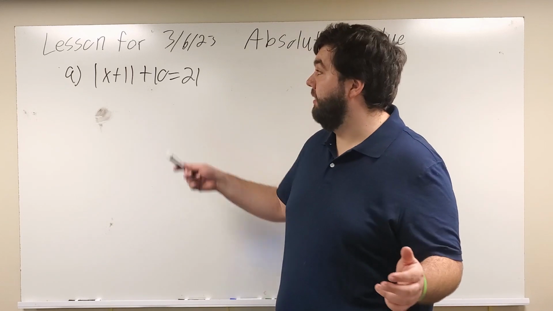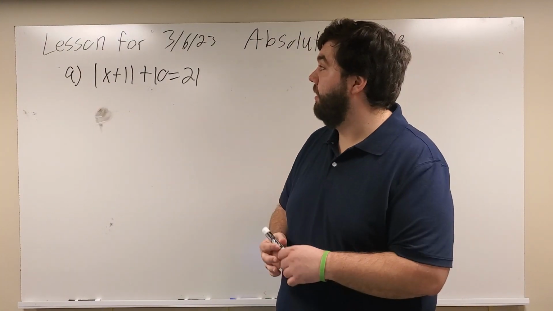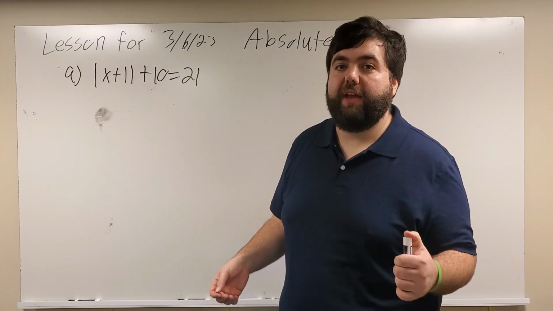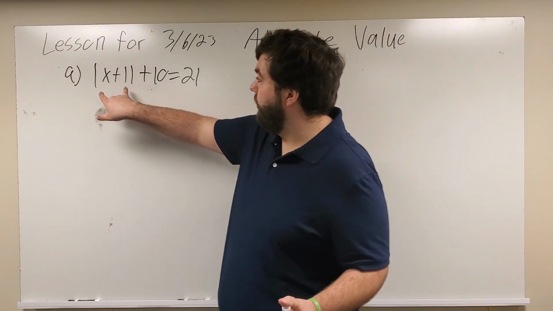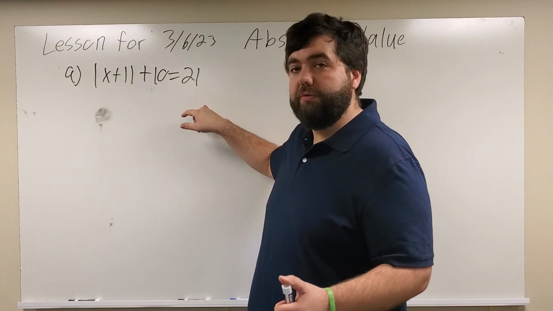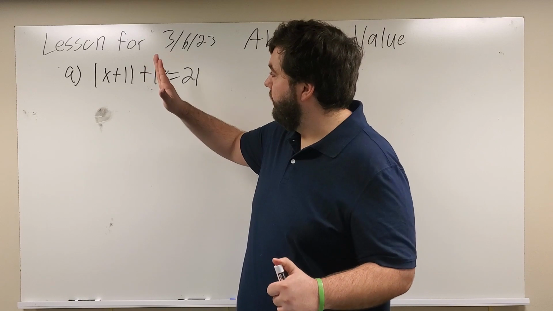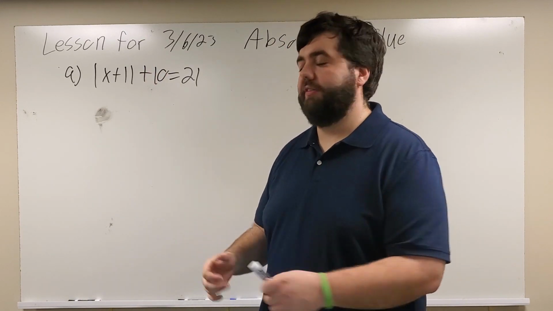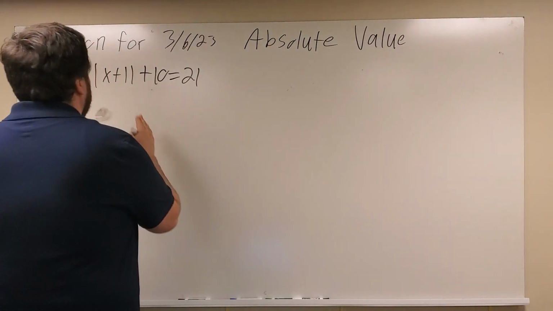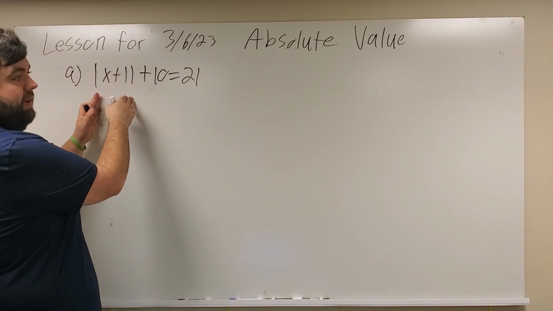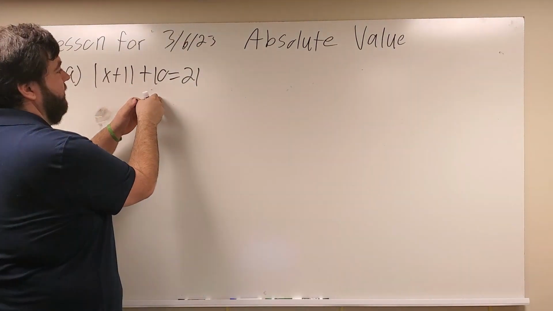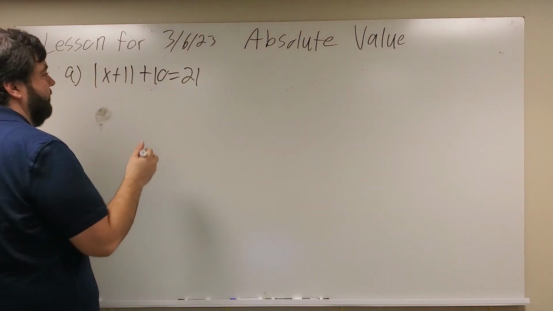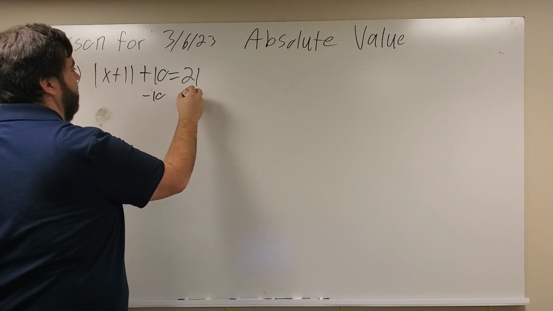Alrighty, so on to number 9, the first one we have to isolate. So isolate, like I said, just like with variables, if this was a plus 10 equals 21, what will we do? First thing we do, get rid of that 10. It's the exact same process. So we have absolute value of x plus 1 plus 10 equals 21. What's the opposite of plus 10? Well, we're going to subtract 10.